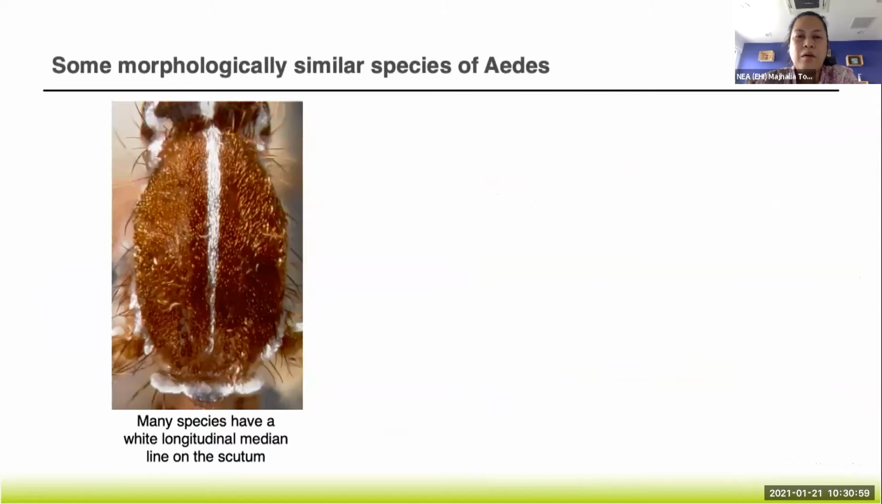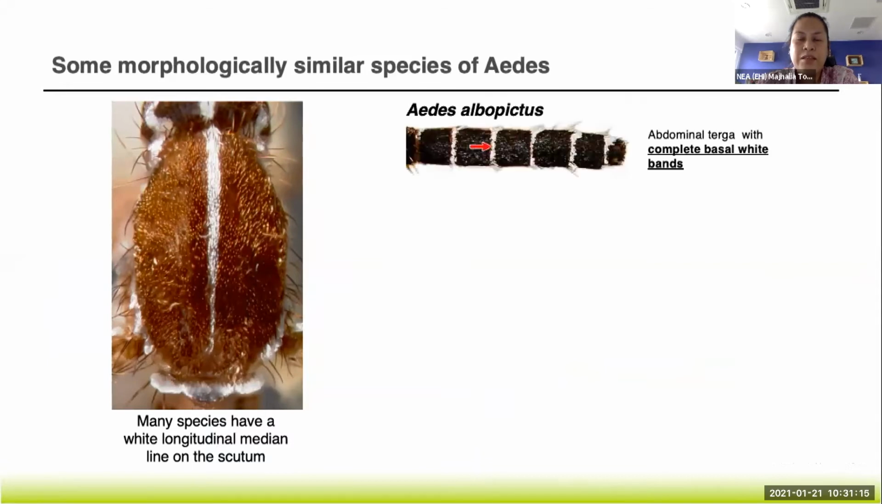So, although we know that Aedes albopictus will have this single longitudinal white line on the scutum, there are many species of similar characteristic. So at least for Aedes albopictus, we know this is what we look out for, this single white line on the middle of the scutum. But then to make sure that this is really Aedes albopictus, you have to check the bands on the tergites.